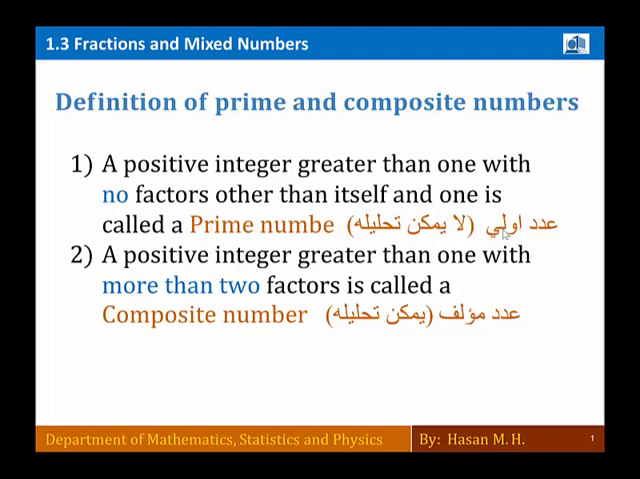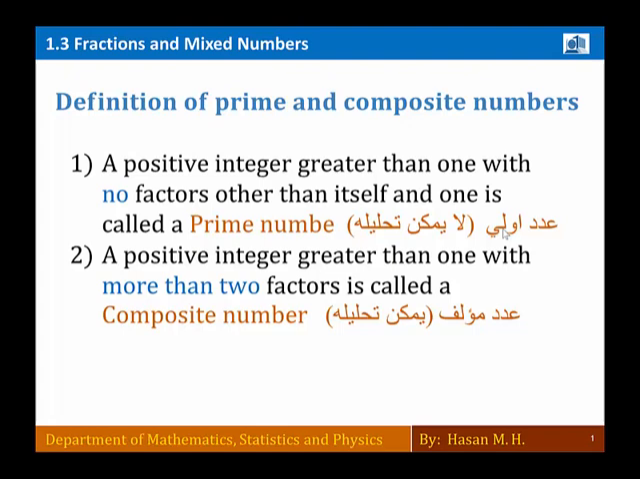A composite number is a positive integer greater than 1 with more than 2 factors. For example, 6 is a composite number. 6 divided by 6 is 1. 6 divided by 1 is 6. We notice that 6 divided by 2 is 3. Since there is a number other than itself and 1 that 6 is divisible by, 6 is a composite number.